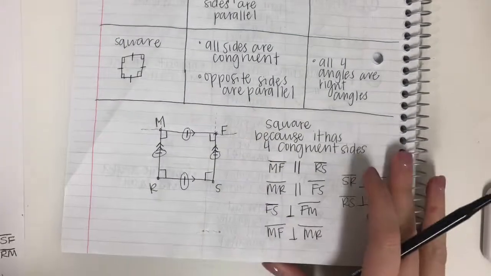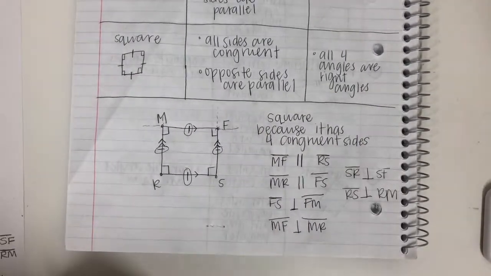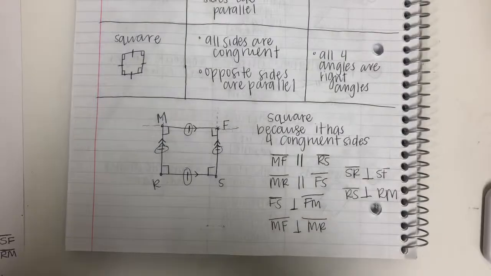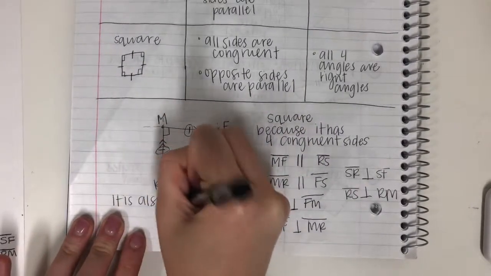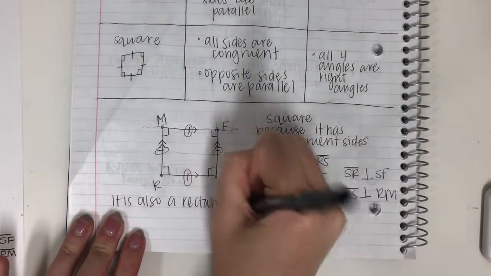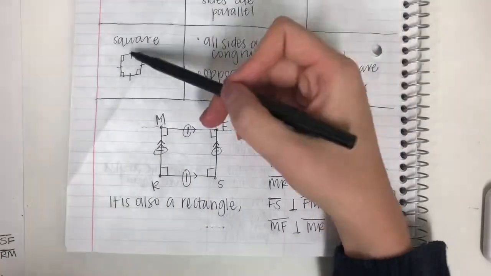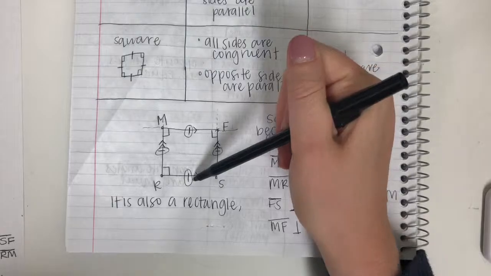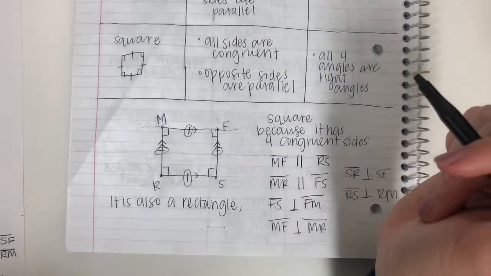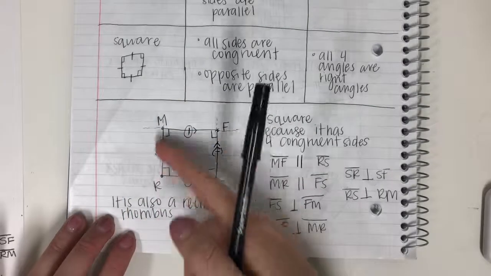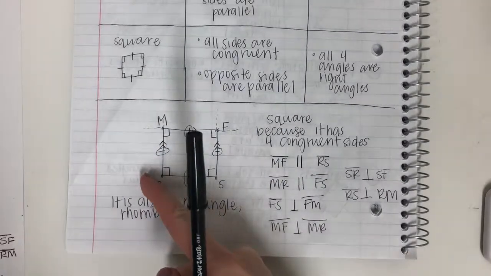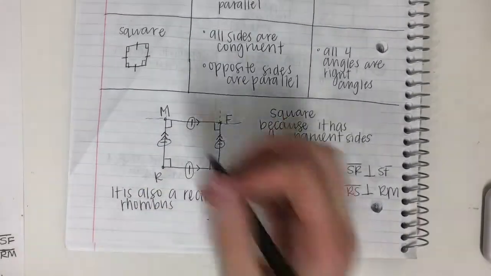Something to keep in mind is that some quadrilaterals can be more than one. So for example, a square is more than just a square. It can also be classified under a different one. So it is a square because it has four congruent sides, but it's also a rectangle because both pairs of opposite sides are congruent, yes, and both pairs of opposite sides are parallel. So yes, it is a rectangle as well. It's also a rhombus because all sides are congruent, so it falls under the rhombus, and both sides are parallel.